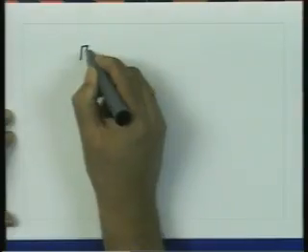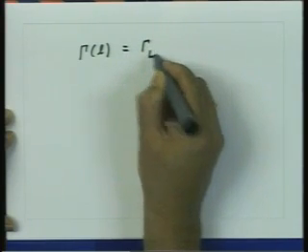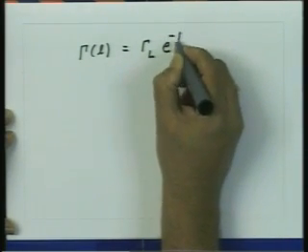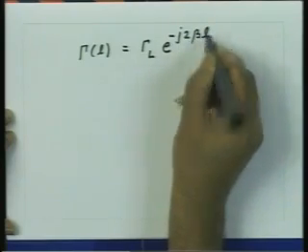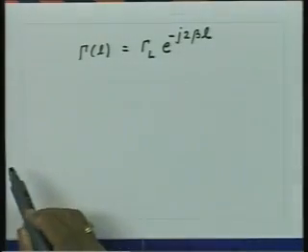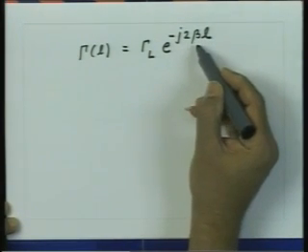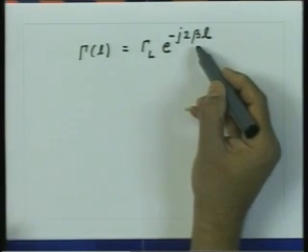We know that the reflection coefficient at any point on the transmission line, gamma at a distance L, is equal to the load reflection coefficient gamma L e to the power minus j 2 beta L, where L is the distance from the load point, gamma L is the reflection coefficient at the load, and beta is the phase constant on the transmission line. Let me remind you, we are still discussing lossless transmission lines, and therefore the attenuation constant of the transmission line is 0.